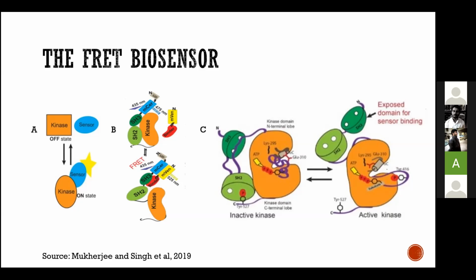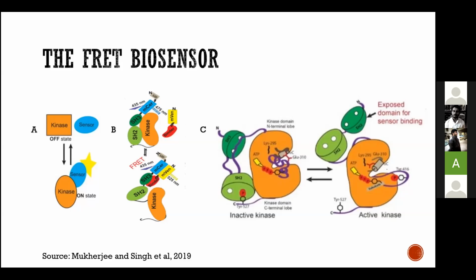When the kinase is in inactive form, the kinase is bound to SH2 and SH3, and the SH3 is tagged with mCerulean. Okay, so in closed form, it shouldn't show FRET, right? When you illuminate it at 437 nanometer, the mCerulean emission spectrum is at 475 nanometer. So when it's in closed state, it will show you emission at 475 nanometer, and you know that the kinase is not active here.